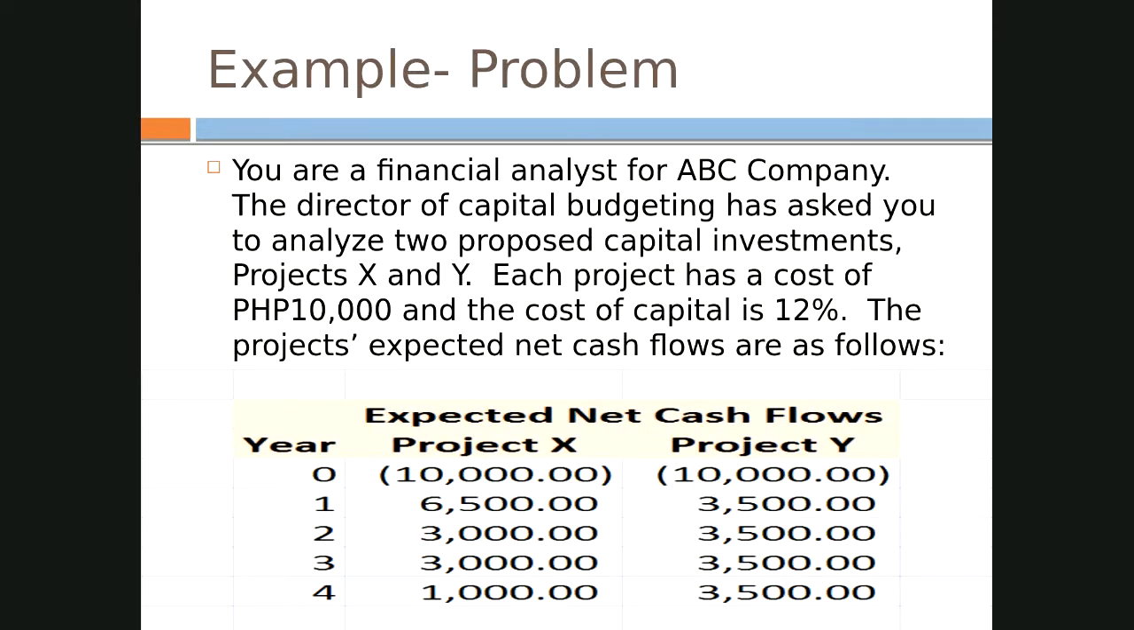So, aside from the cash outflow at year zero, we have a series of cash flows. If you look at the cash flow for project X, year one to year four are not the same. For year one, the cash inflow for project X is 6,500. For year two and year three, the cash inflow is 3,000. For year four is 1,000. However, for project Y, the cash flows are all the same. From year one to year four, the cash flow is 3,500.